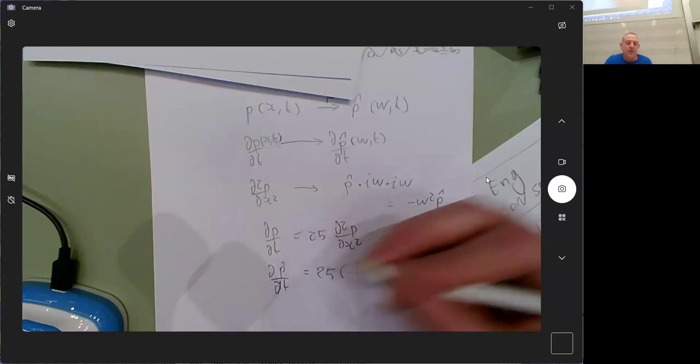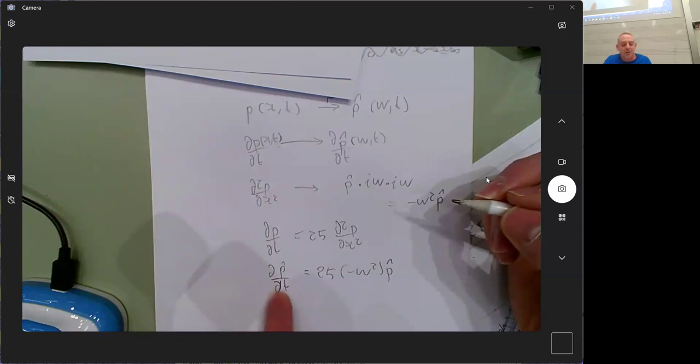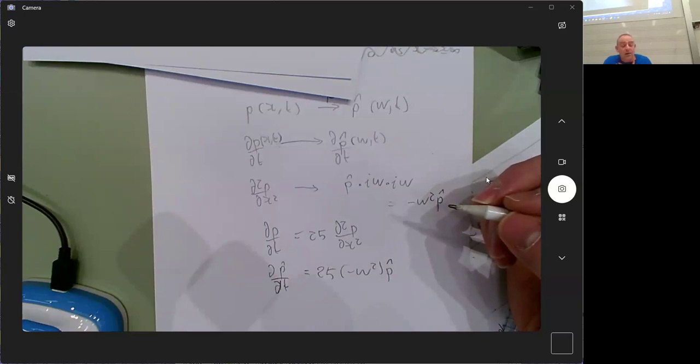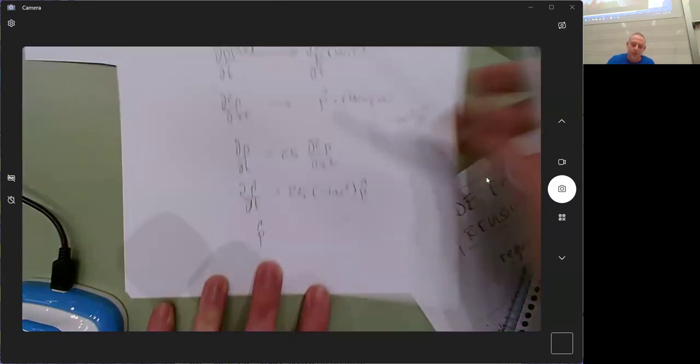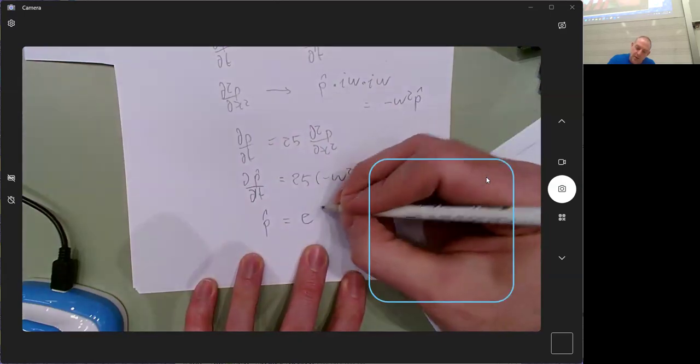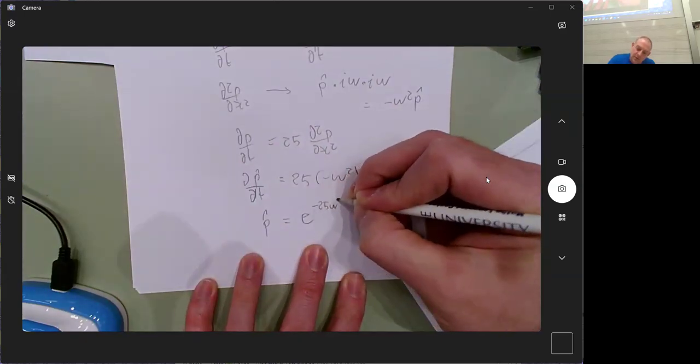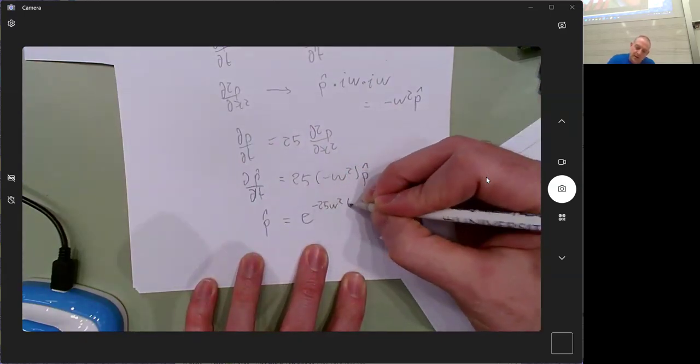And so we're going to pretend for a minute that this is a straight dt as opposed to a curly dt, and solve this as if it was that. I know the only functions that are equal to a multiple of their derivative are e to the power of stuff. And so this is telling me that p hat is therefore e to the power of minus 25 w squared t.